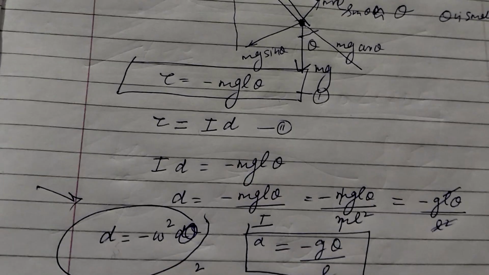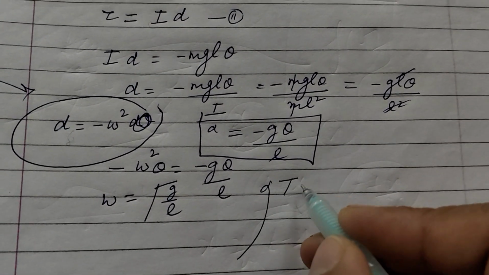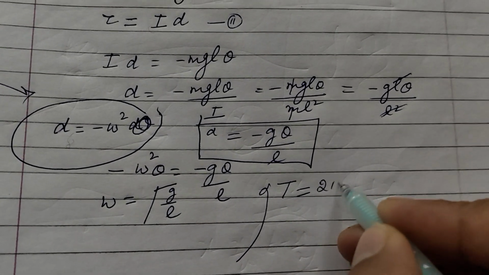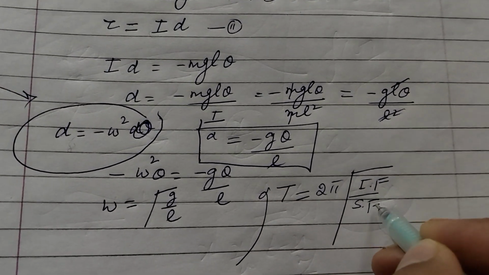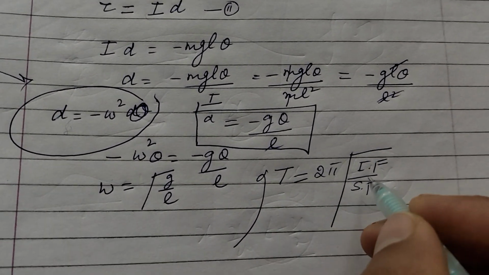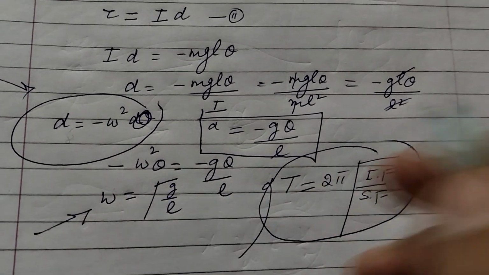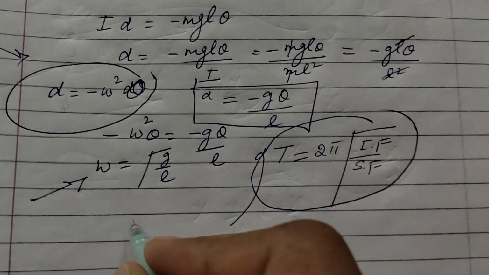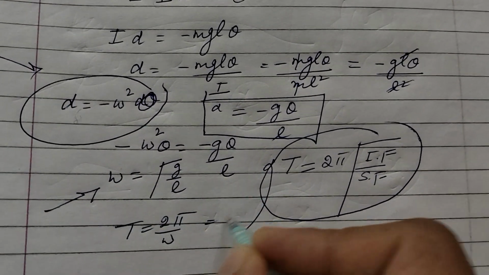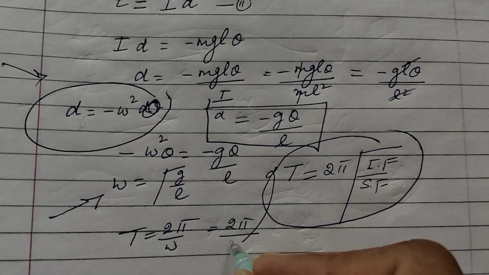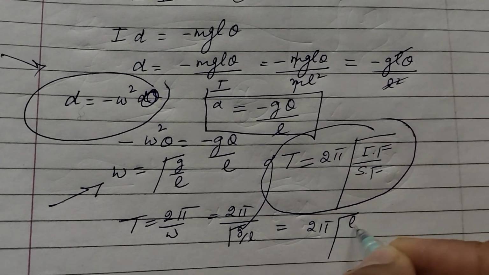That is the omega for the simple pendulum, and after that we can easily get the expression for the time period. As we know, the time period is 2 pi root of inertia factor upon spring factor. Otherwise, since we have already derived the expression for omega, we can directly put in the values. So the time period is 2 pi by omega, and the value of omega is root g by L, so we obtain 2 pi root L by g.